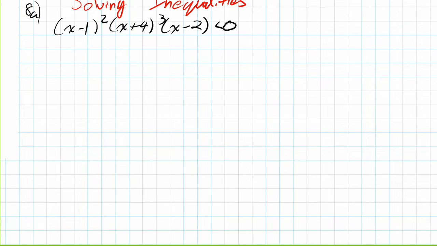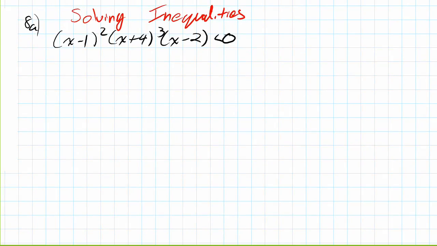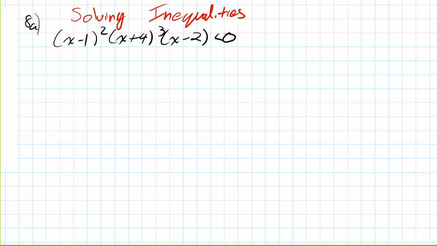Okay, so we're working on solving inequalities. Essentially what this question is telling us is we have some kind of function here, and we want to discover when the x values are less than 0. So 0 being on this side of the equation.